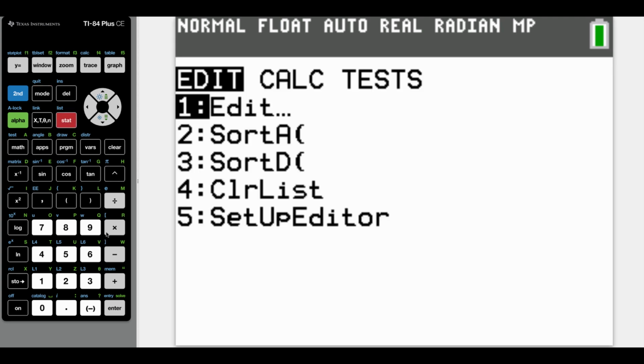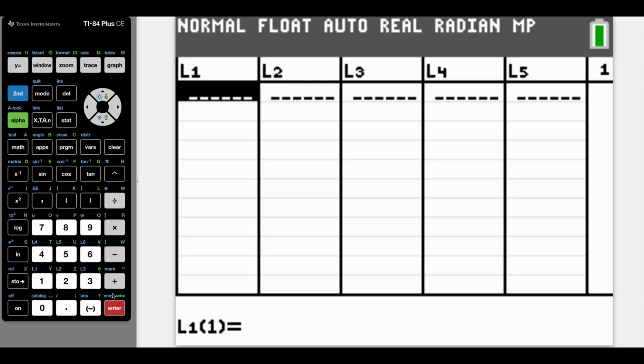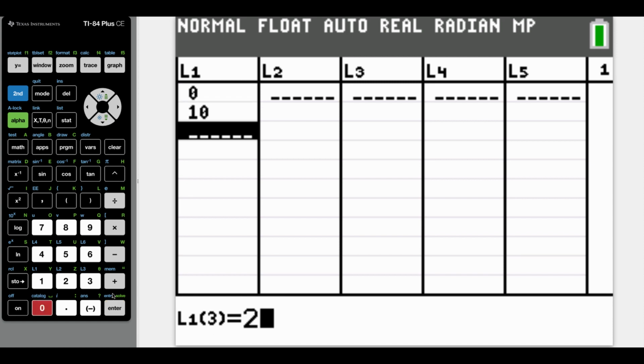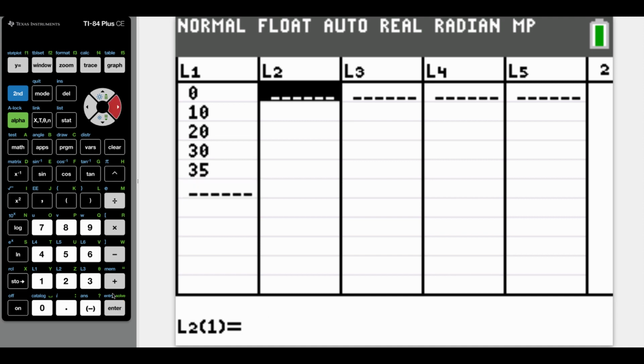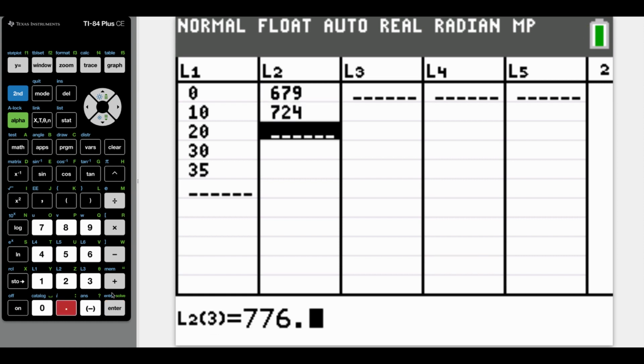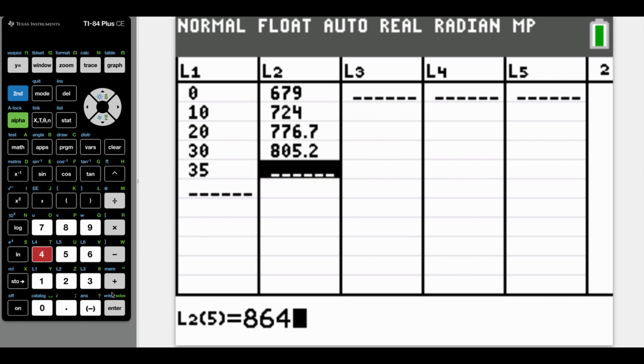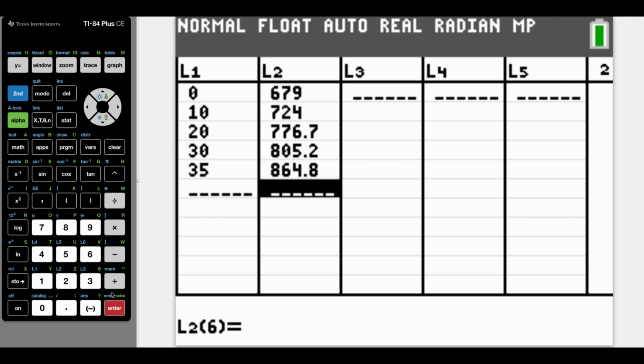So I'm going to hit Stat, Edit, and I'm going to enter in my data from my lists. So in my list 1, that's going to be my x values or my t values. And we said we were going to use 0, 10, 20, 30, and 35. In our list 2 is where we're going to put all of our populations. So I've got all of those populations typed in.